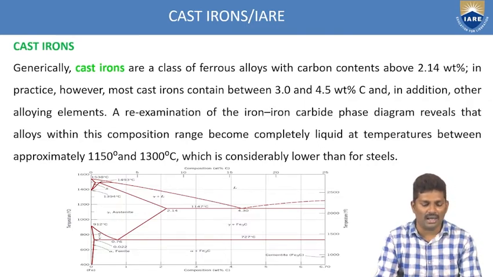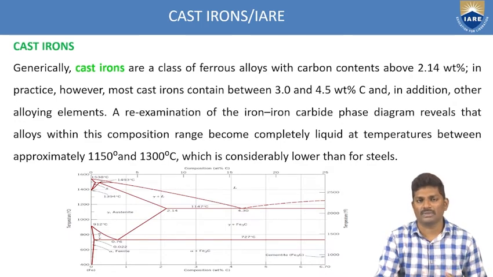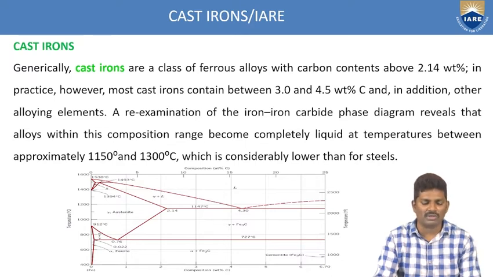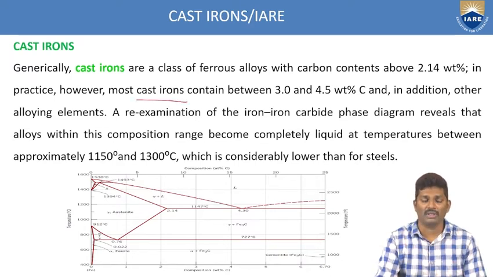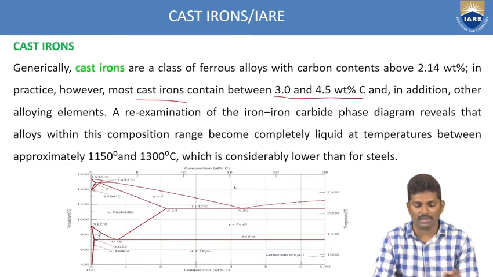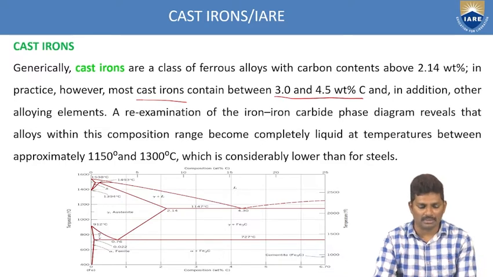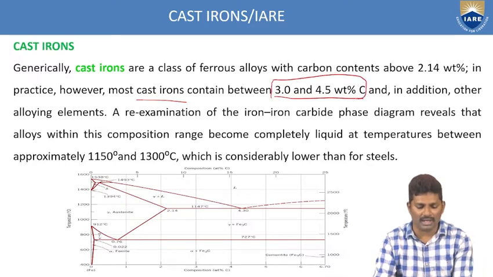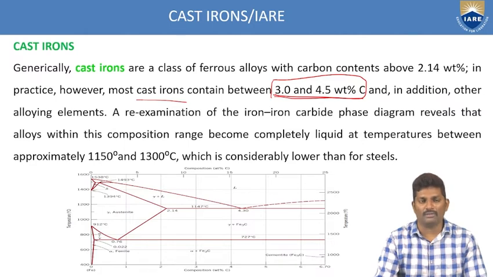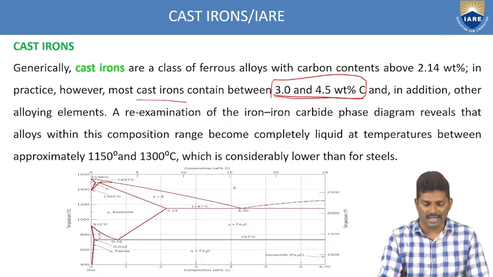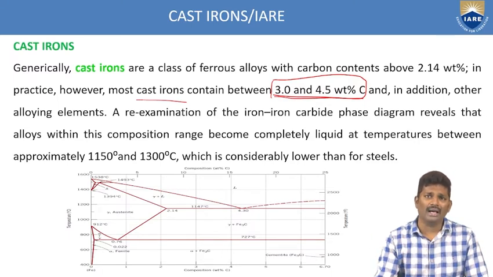Cast irons are a class of ferrous alloys which are identified above 2.14 percentage of carbon in the iron carbide diagram. Most cast irons contain between 3.0 and 4.5 weight percentage of carbon. So, at this range we can identify the cast irons and other alloy elements.